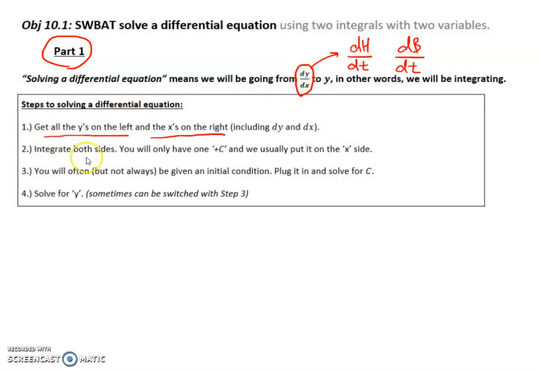The steps to solving a differential equation I put here. I'm not going to come back to this slide over and over, but it's on your page, so take a look. Get all the y's on the left and x's on the right, or whatever the two variables are. Integrate both sides. You could put a plus c on both sides, but it works out the same either way. So just for simplicity's sake, we usually just put it on the x side, and we'll get there. And then we'll have an initial condition, and we solve for y.